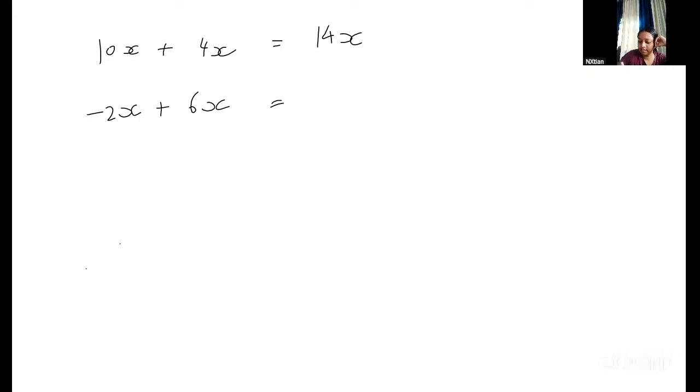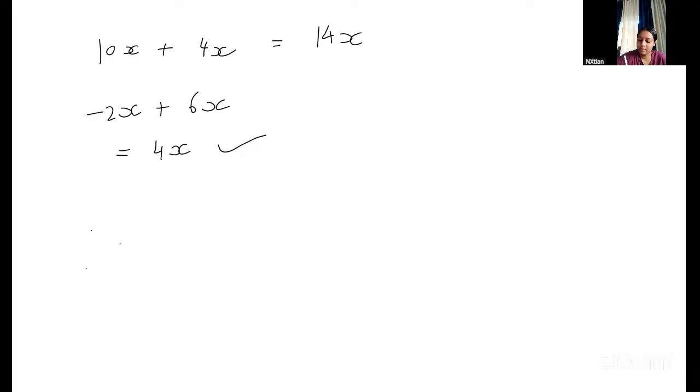Okay. Let's do minus 2 plus 6. Minus plus is minus. 6 minus 2, 4x. Good, Nathaniel. The answer is 4x. Why positive 4x? Because 6x is the bigger number and 6x is positive. So the answer 4x is also going to be positive.